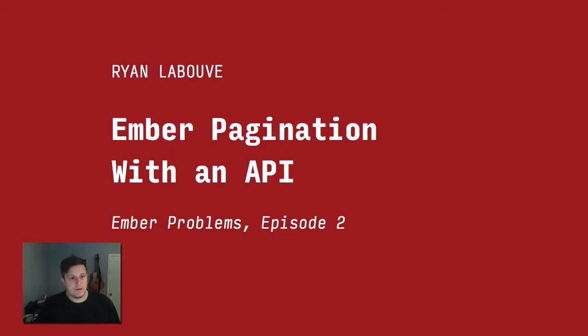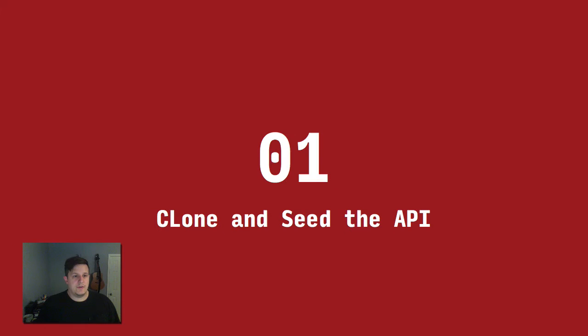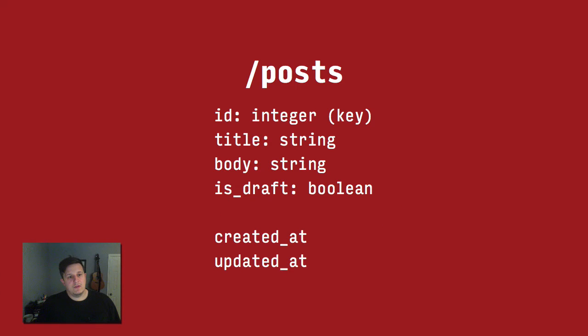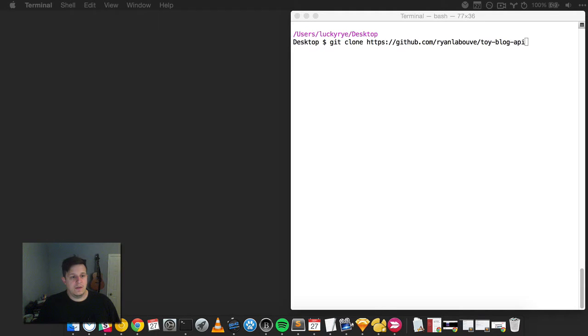Hello, today we're going to look at paginating an Ember app that connects to a Rails API. I've started a simple blog API for us to work with. It has one main resource, posts, with a few basic fields like title and body. Let's start by cloning that project.